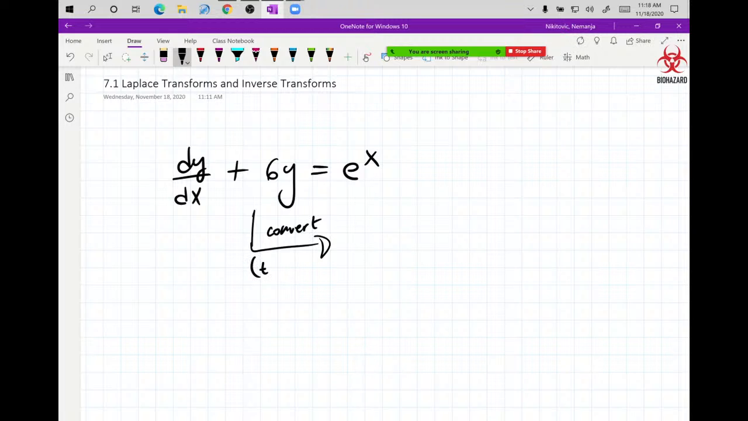Now, the real word is transform, and I'll explain why and how. If we can transform this into some kind of algebraic equation, you can solve algebraic equations easily, right? You add, subtract numbers, divide by numbers, move things left and right, you're done. So if we are able to somehow convert this, then our problems in differential equations become basic algebra equations, which obviously by now, after years of taking math courses, you should be able to solve fairly quickly and easily.